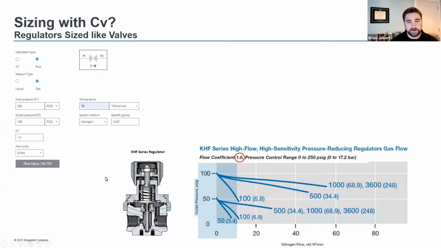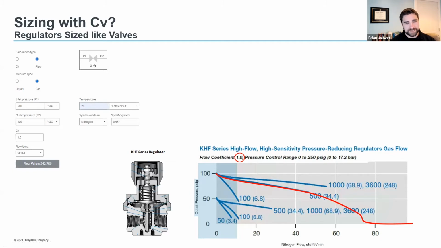CFM. However, if you remember the last Tech Talk, when we are sizing a regulator with the CV rate, we are sizing the regulator when it is in the fully open position. And when the regulator is in the fully open position, it's operating at choked flow and it's no longer regulating the pressure. So by sizing with the CV, you're essentially sizing the regulator on the flow curve somewhere way out here, way past where the regulator can effectively control that pressure.